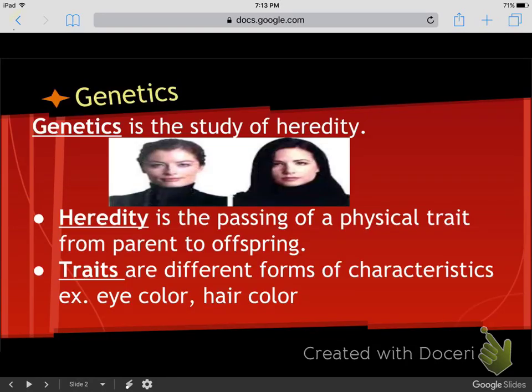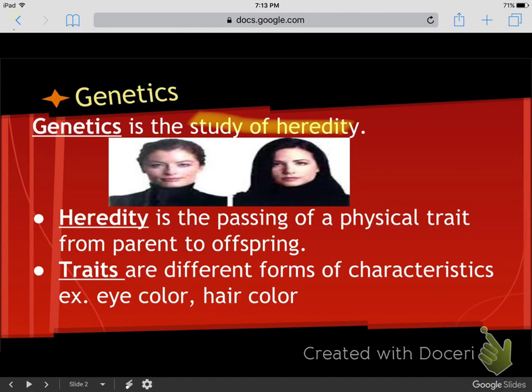Genetics is defined as the study of heredity. Some of you may be wondering what heredity is, and that's just the passing of a trait from the parent to the offspring. So it's the passing of brown hair from your parent to you, or the passing of blue eyes or freckles. So whatever trait it is, whatever's being passed from parent to offspring, that's the process of heredity.